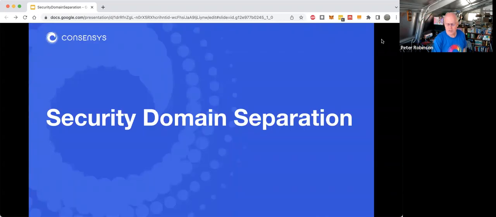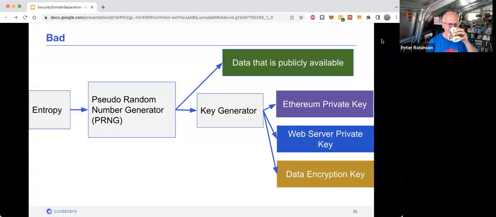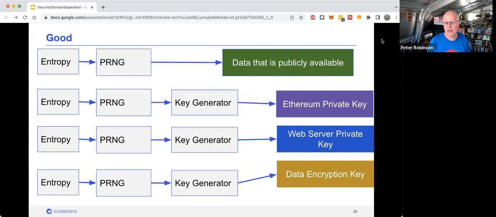So security domain separation. What can we actually do about all of this? This sort of scheme where you've got entropy going into a PRNG, going into a key generator and generating everything is actually really bad, because there is the possibility that the publicly available information can be used to compromise the private information. You could have separate entropy, separate PRNGs for everything, which would be great.